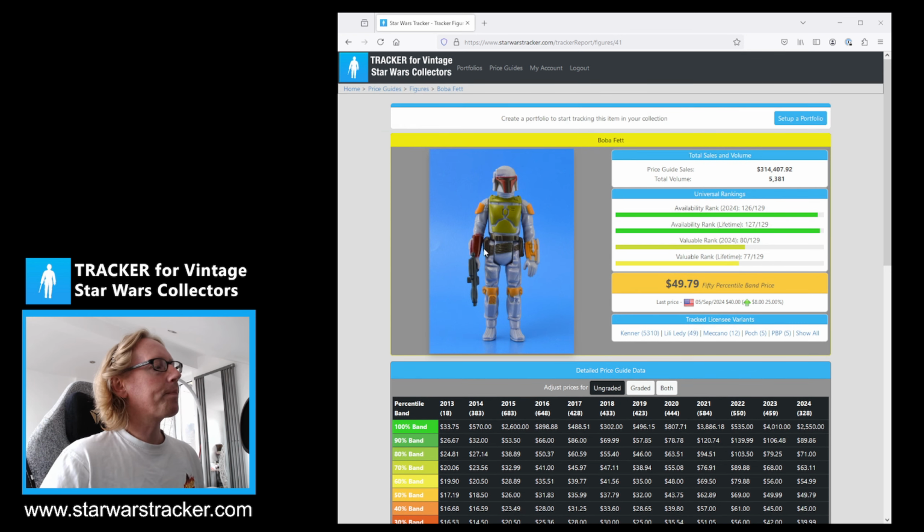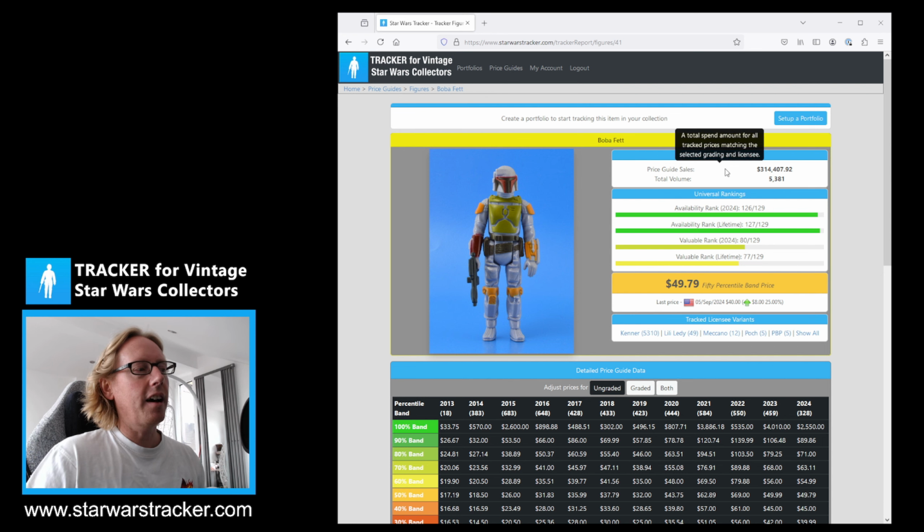But below that, we have a stock image of the Boba Fett figure. And so there's stock images of all the loose figures in Star Wars Tracker, just as a visual reference of which figure it is. And the next section is a total sales and volume for this figure. So this is just a very general fun stat, which says that over the course of adding prices into Star Wars Tracker, I've recorded 5,381 sale instances of this figure, and the total amount of money that they have come to is 314,000 US dollars. So it's just a bit of a fun statistic. It doesn't really mean anything more than that.